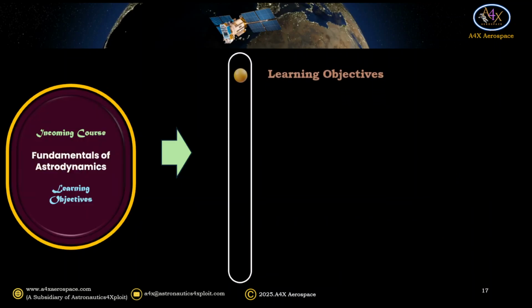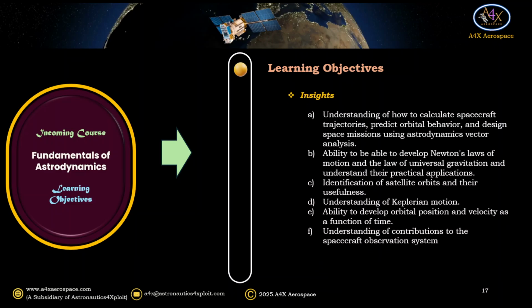The learning objectives are as follows: understanding of how to calculate spacecraft trajectories, predict orbital behavior, and design space missions using astrodynamics vector analysis. Ability to develop Newton's laws of motion and the law of universal gravitation and understand their practical applications. Identification of satellite orbits and their usefulness. Understanding of Keplerian motion. Ability to develop orbital position and velocity as a function of time. And understanding of the contribution of astrodynamics to the spacecraft observation system.